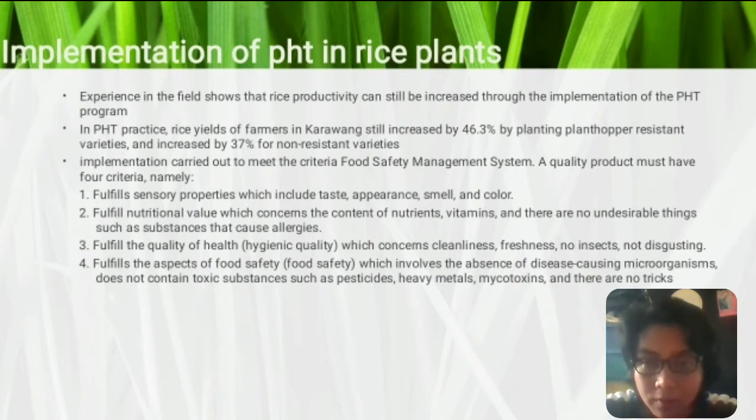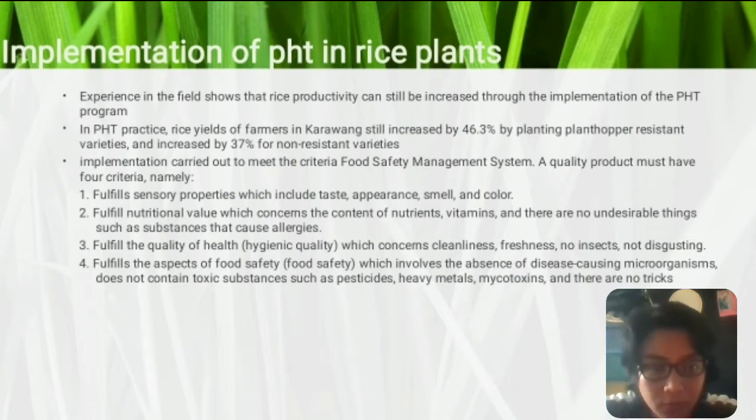A quality product must have four criteria, namely fulfill sensory properties, which include taste, appearance, smell, and color. Second, fulfill nutritional value, which concerns the content, nutrient, vitamin, and no undesirable things such as substance that cause allergies. The third, fulfill the quality of health or hygienic quality, which concerns cleanliness, freshness, and no insect.